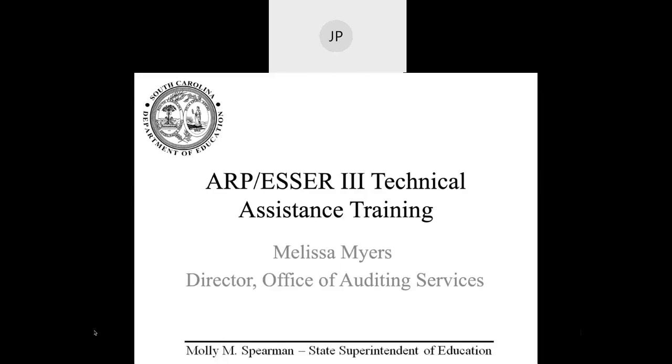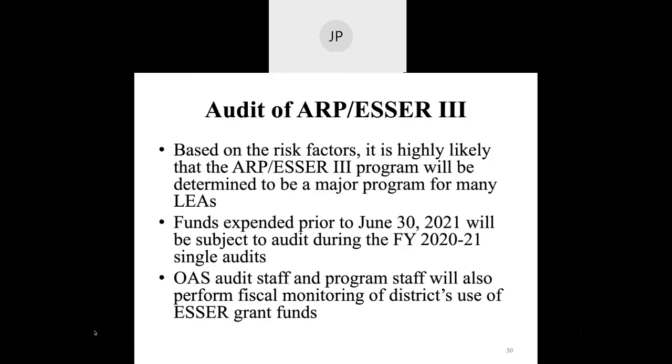Good afternoon, everyone. Again, as Nancy said, I'm Melissa Myers, Director from the Office of Auditing Services, and I would like to talk to you about some audit issues and documentation requirements for the ESSER program. When auditors determine which federal programs to audit each year, they have to look at several risk factors to determine which programs will be major programs. Some factors in the major program determination include the dollar amount of funds expended for the program and whether the program is a relatively new program.